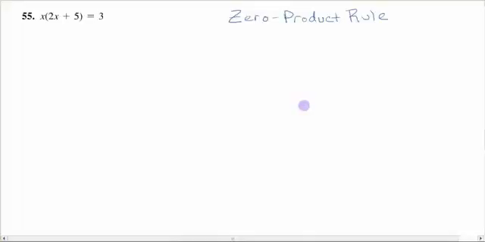Okay, so the first thing that we want to get is a 0. We need to have a 0 on that one side. So we're going to subtract 3. x times 2x plus 5. We're going to subtract 3 from both sides. And now we have the 0.